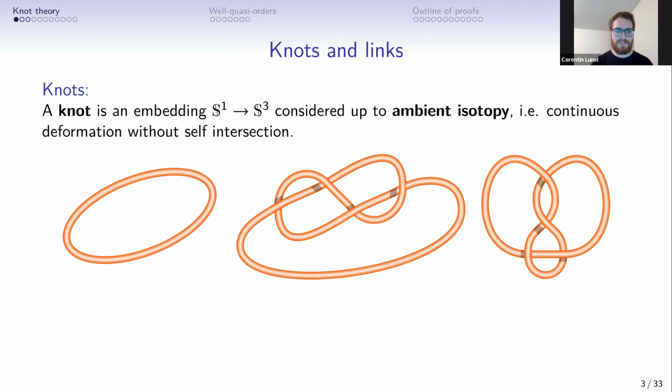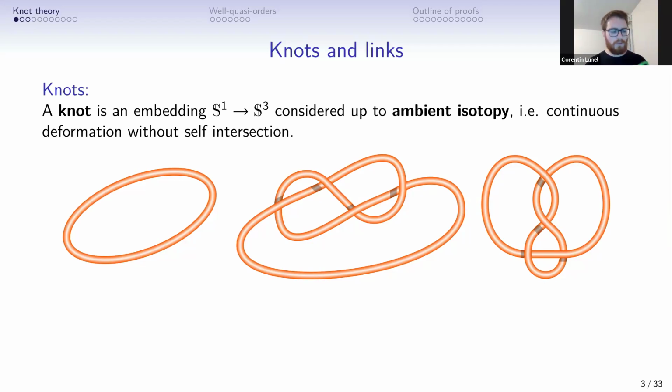So what is a knot? A knot is an embedding of the circle into S3, the ambient space. I choose S3, but you can think of it as R3 if you prefer. And we consider these knots up to ambient isotopy, which are continuous deformations without self-intersections.